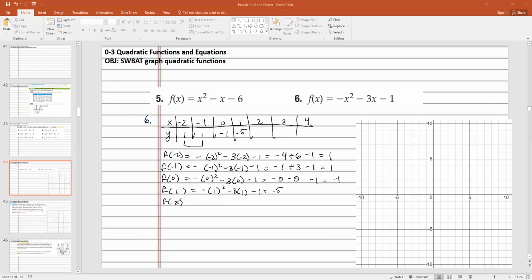F of 2. And this is the last one we'll do. You don't need the rest. So replace all those ones with a 2, and you get -11. Can't even put it on the graph. Okay. So here we have -2 comma 1 and -1 comma 1. And we have 0 comma -1 and 1 comma -5.